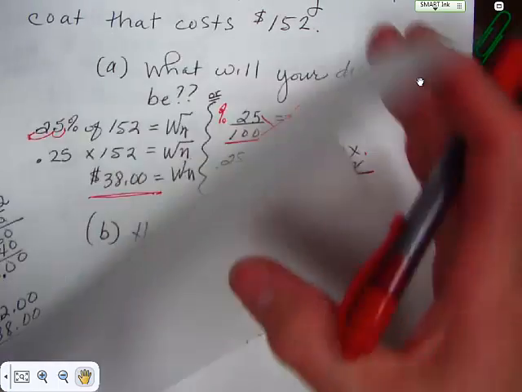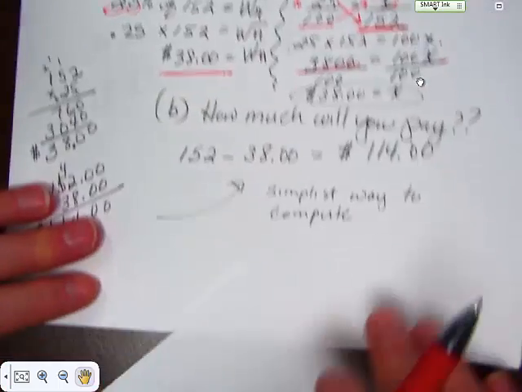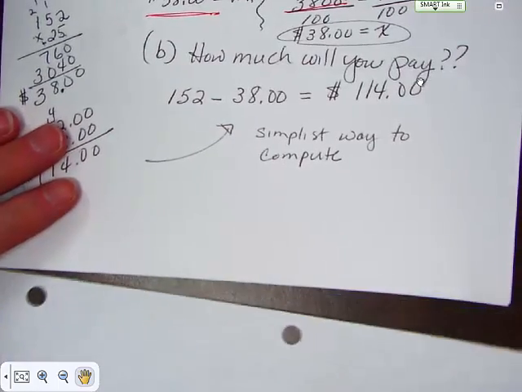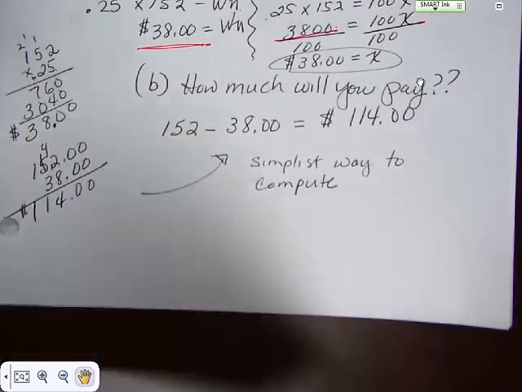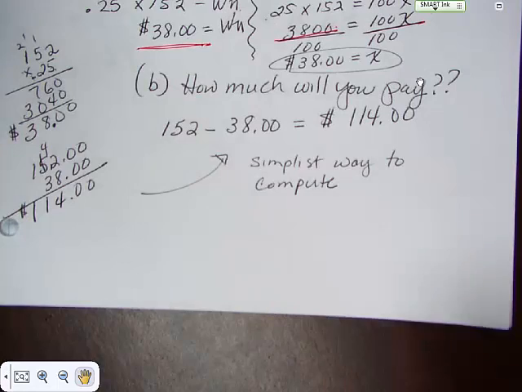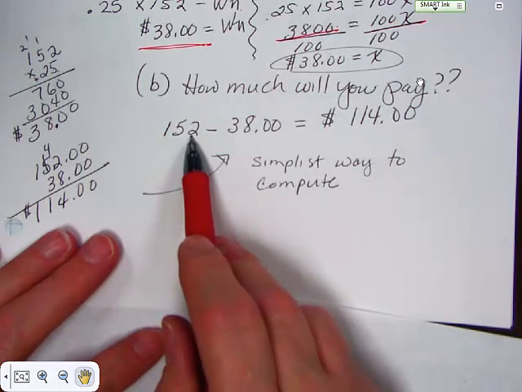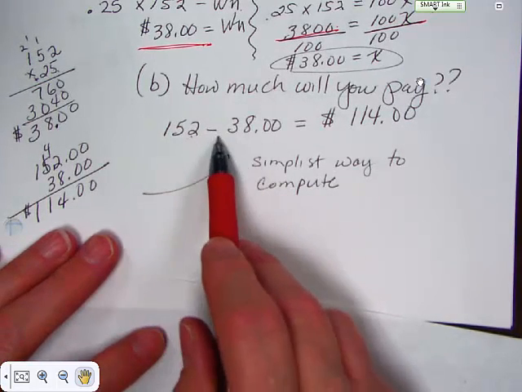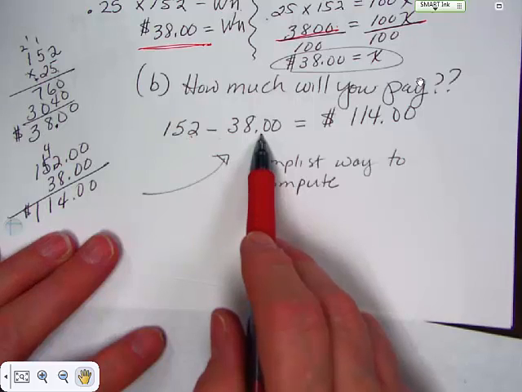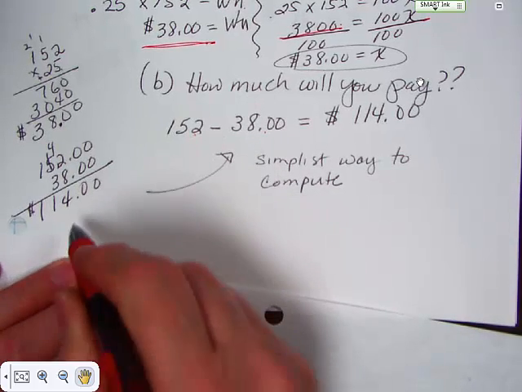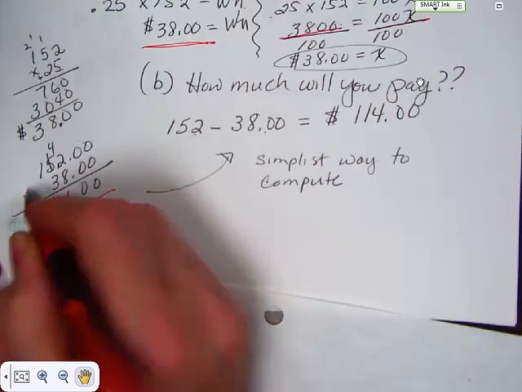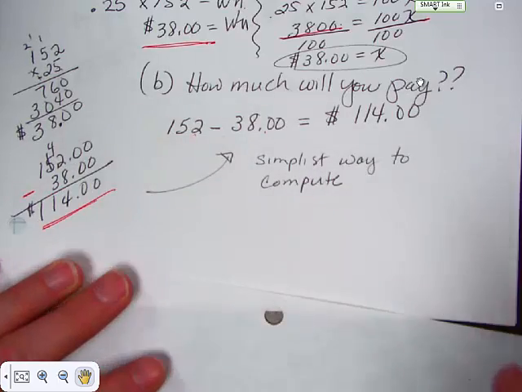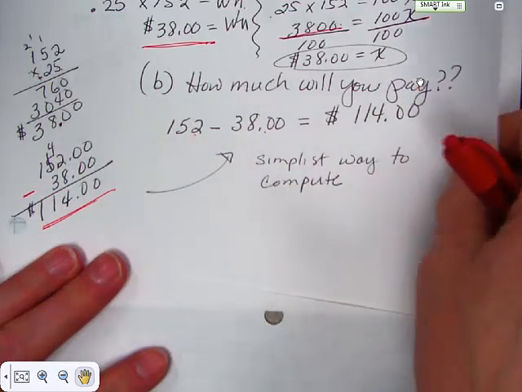Now, my question is, how much are you going to pay for that gorgeous coat that you think you have to have? And that's pretty simple. The original price is $152, and you subtract that discount that you just figured out. The work is over here, okay? And you're going to get $114. And that's probably the simplest way to figure that out.